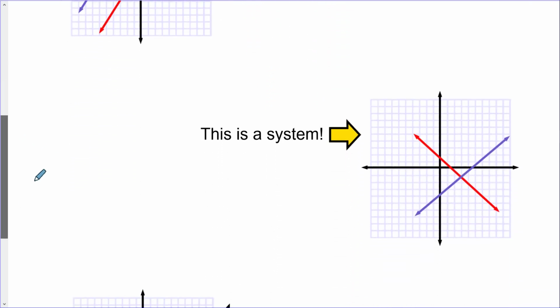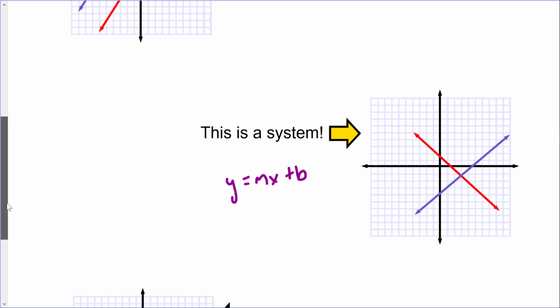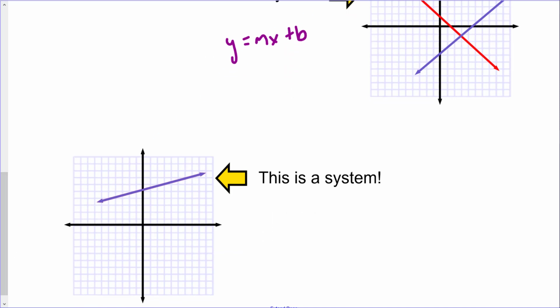This is also a system. It's two linear equations. Both of them have an x and a y. And then this here is also a system of linear equations. And I know you may be saying, well, I only see one equation here, but there's actually two. One is on top of the other. So this is also a system of linear equations.